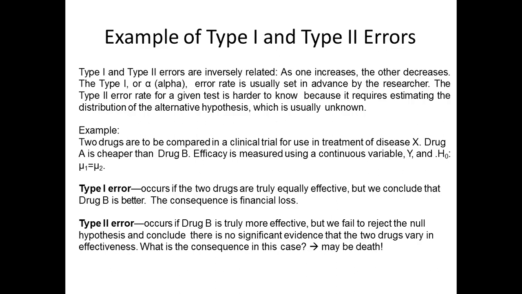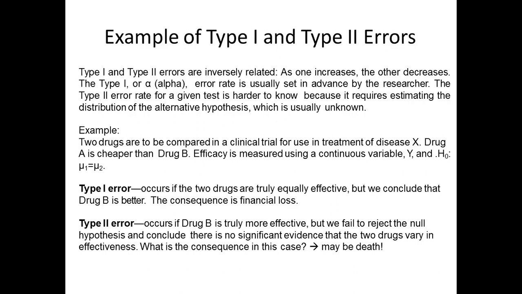Let's take an example. Two drugs are to be compared in a clinical trial for use in treatment of a disease X. Drug A is cheaper than drug B. Efficacy is measured using a continuous variable y, where H naught is such that mu1 equals mu2. So let's say that drug 1 belongs to population mu1 and drug 2 belongs to population mu2. We start with the null hypothesis that there's no difference between the two populations. There's no difference between mu1 and mu2. Now, what is type 1 error?